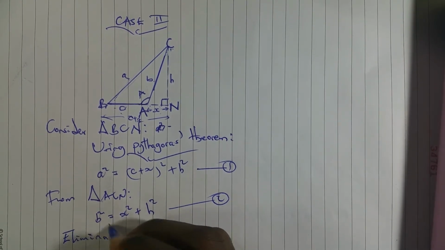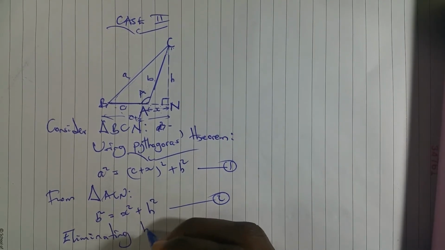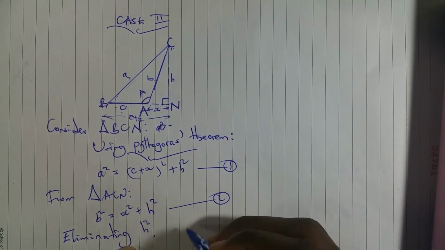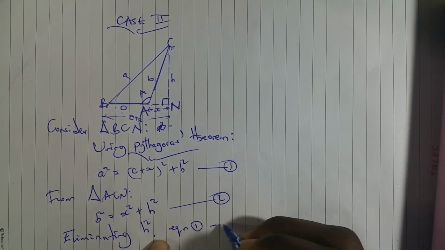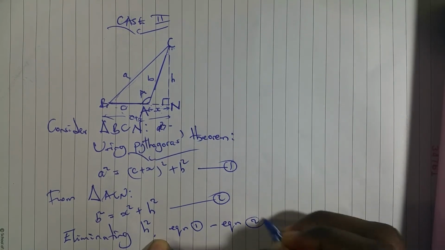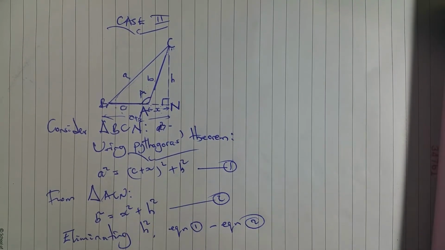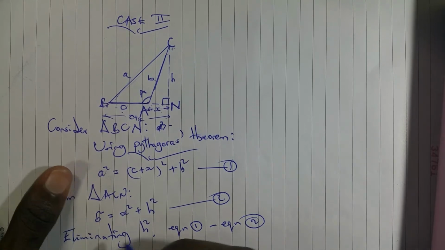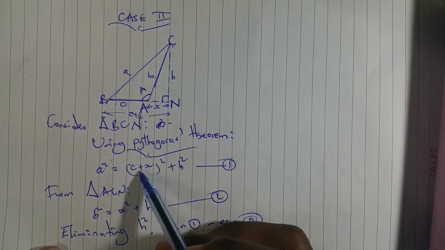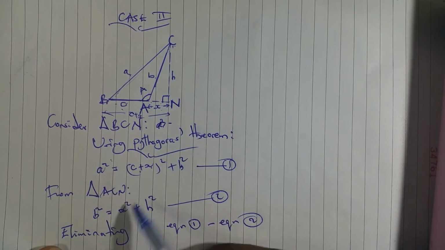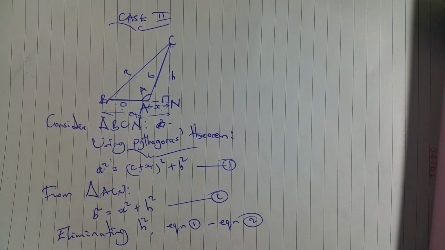Eliminating h squared, we're going to have equation 1 minus equation 2, so that we can subtract and it goes away. So we have here a squared minus b squared, c plus x squared minus x squared, then h squared minus h squared, which will just cancel.